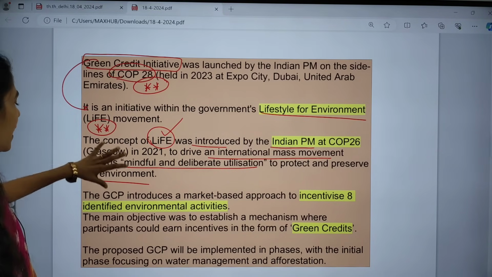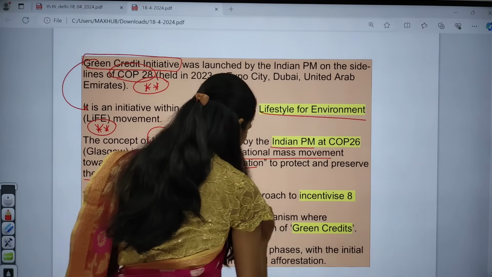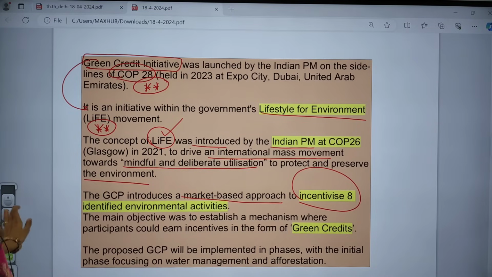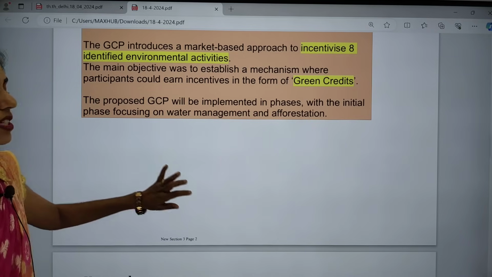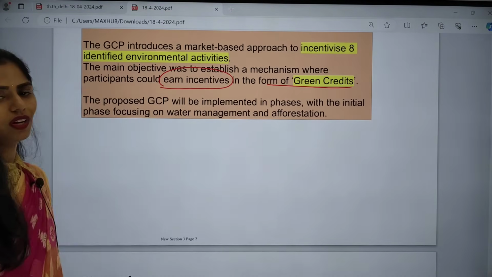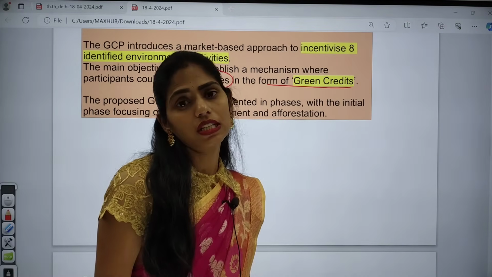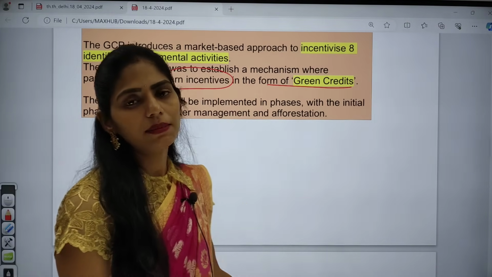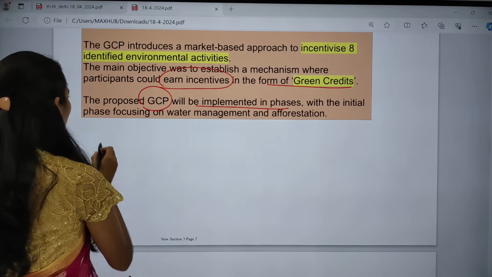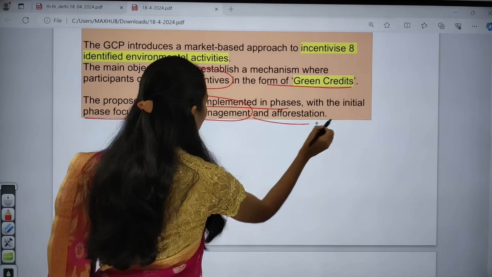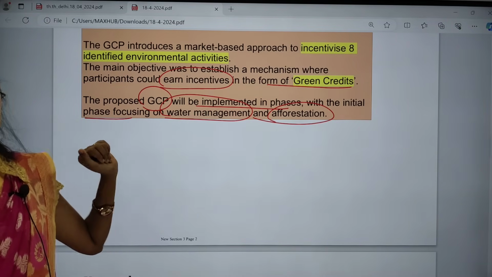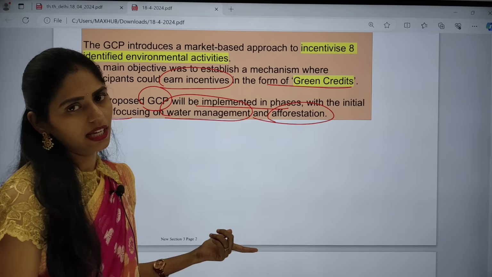And next, this Green Credit Program introduced a market-based approach, focusing on incentivizing 8 identified environmental activities. They want to establish a mechanism where participants can earn incentives from these green credits. Whenever organizations and individuals invest in planting of trees, they will get some incentives in the form of green credits. The proposed program will be implemented in phases. In the initial phase, they are focusing on water management and afforestation, that means improving forest area.